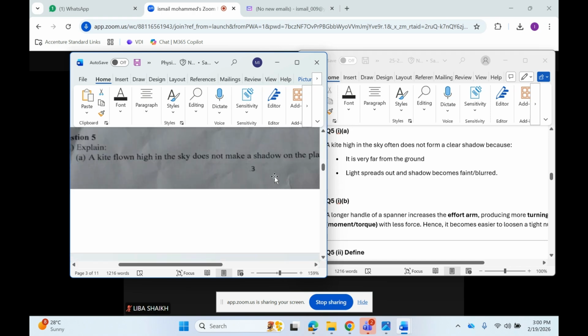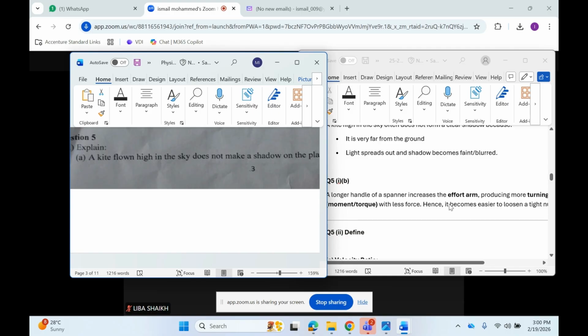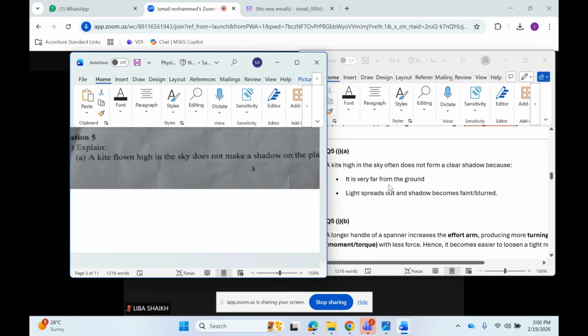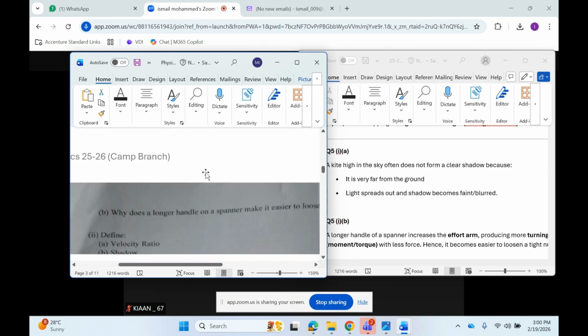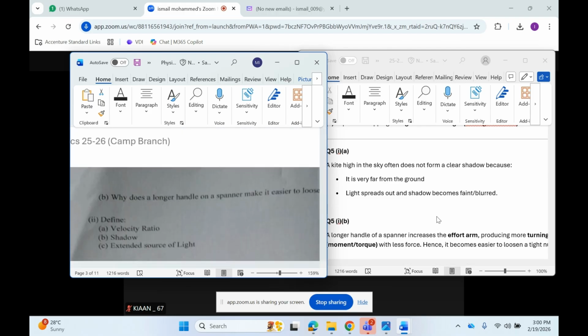A kite flown high making a shadow, we have just seen that one. It is very far from the ground, so the light spreads out and the shadow becomes faint or blurred. That's why you can't see it.